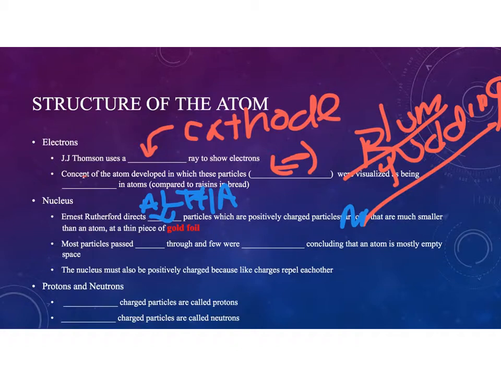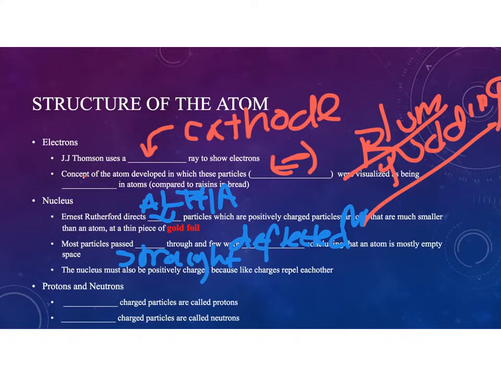Okay. Most particles passed straight through, and few were deflected. The nucleus must also be positively charged because like charges repel each other. This experiment, the gold foil experiment, determined that the atom has a positively charged nucleus surrounded by electrons, basically.